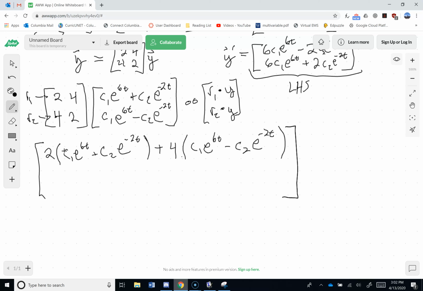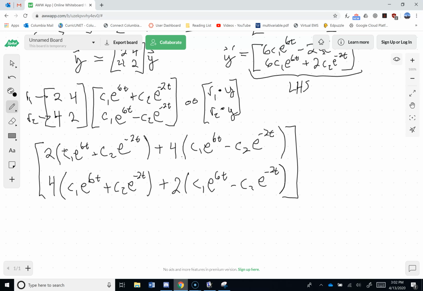And then the row 2 dotted with y is going to be 4 times the top component, so c1 e to the 6t plus c2 e to the minus 2t, plus 2 times the bottom component, which is c1 e to the 6t minus c2 e to the minus 2t. You guys all with me on that? Okay.